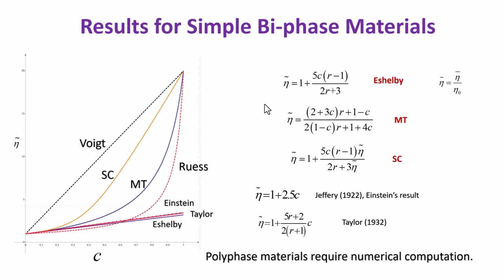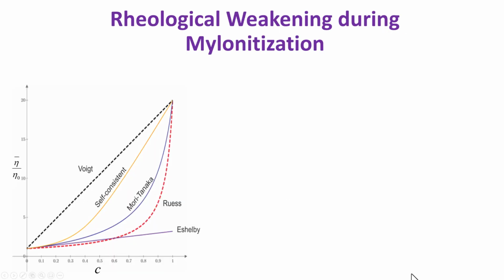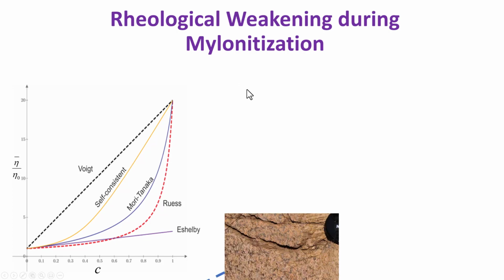For more general situations, such as polyphase material, or if the inhomogeneities are ellipsoidal, or if the material is anisotropic, it becomes not possible to get the homogenized stiffness by using these simple analytical results. Numerical computation must be adopted. However, the principles are the same. The simple exercise of two-phase materials gives us a lot of insights for the rheological weakening during mylonitization.